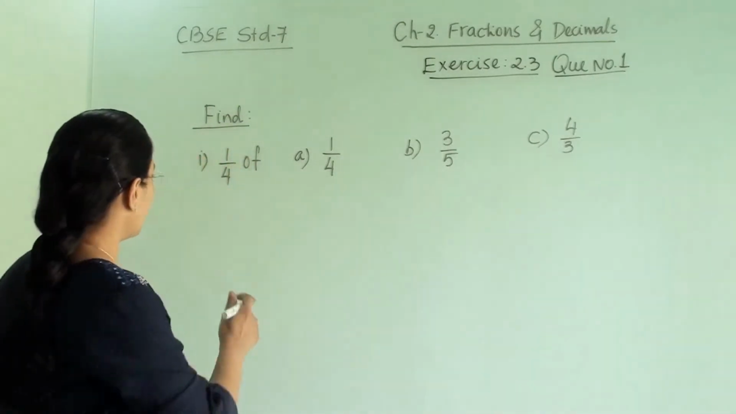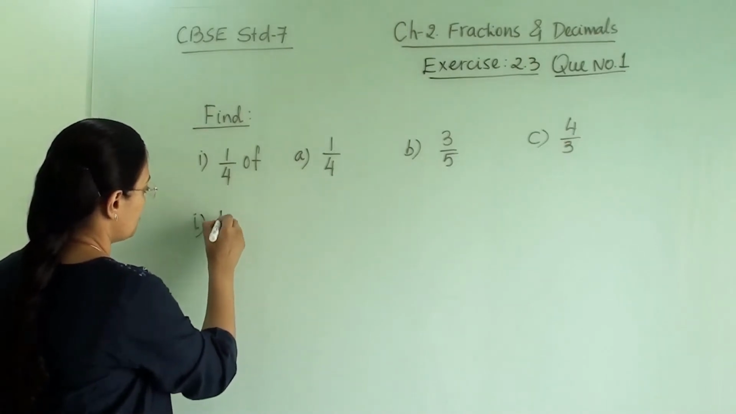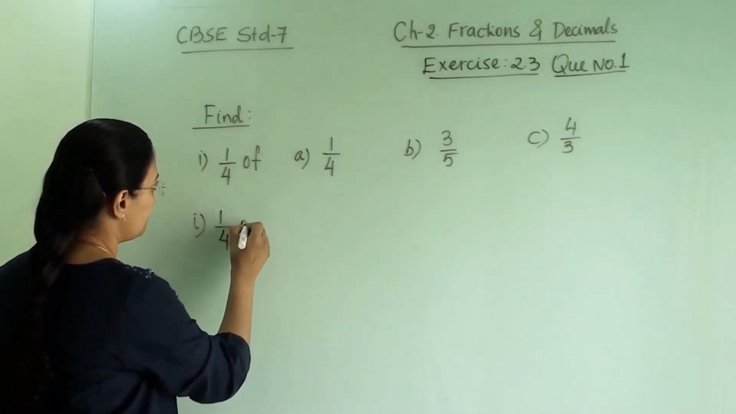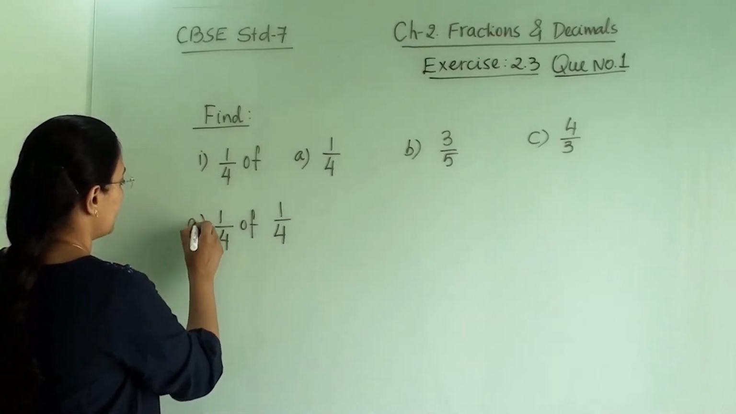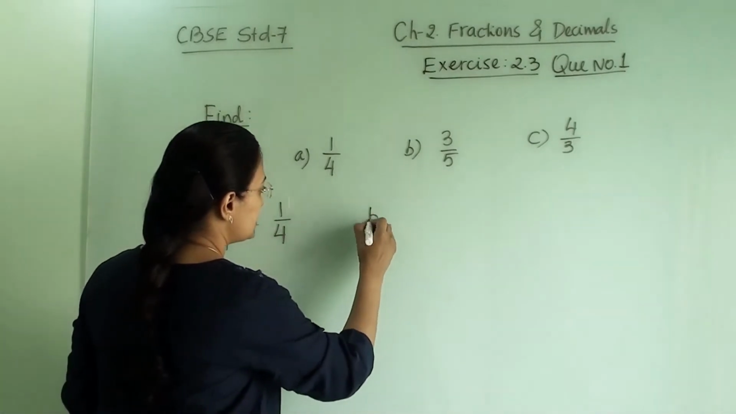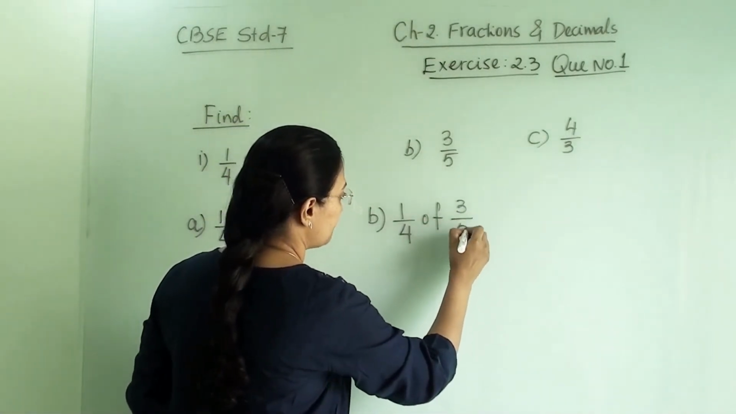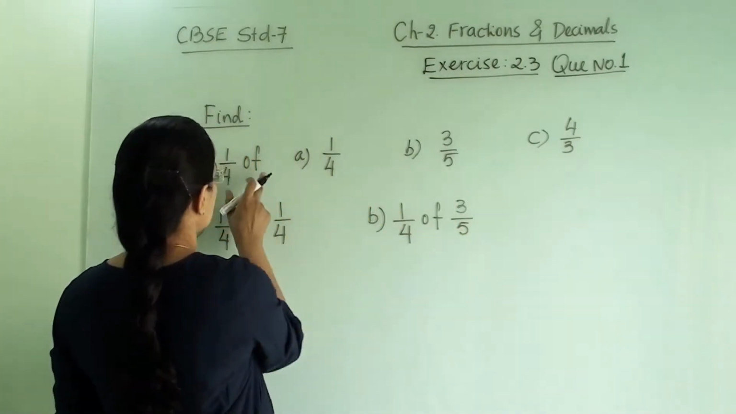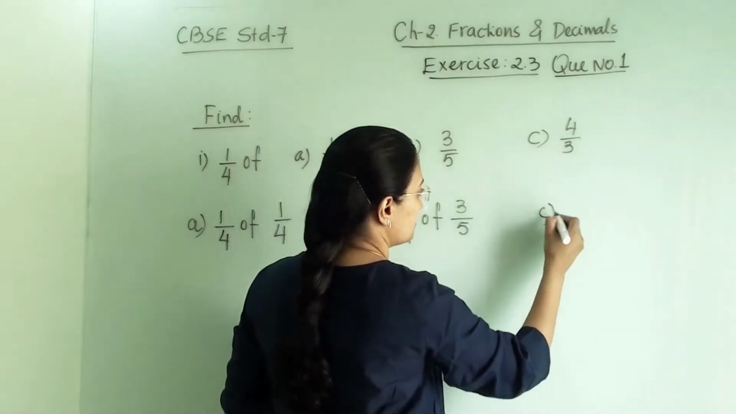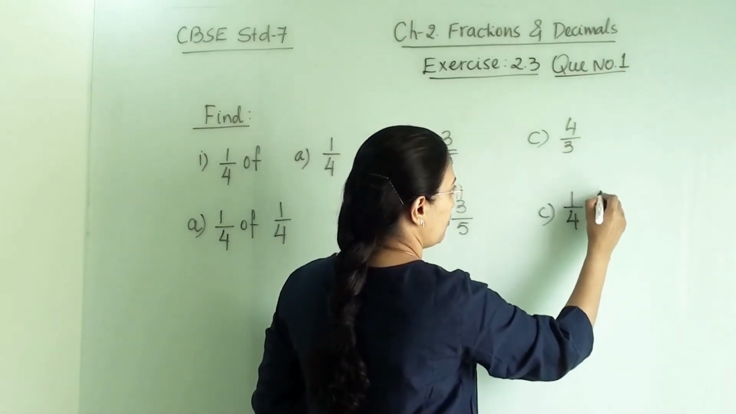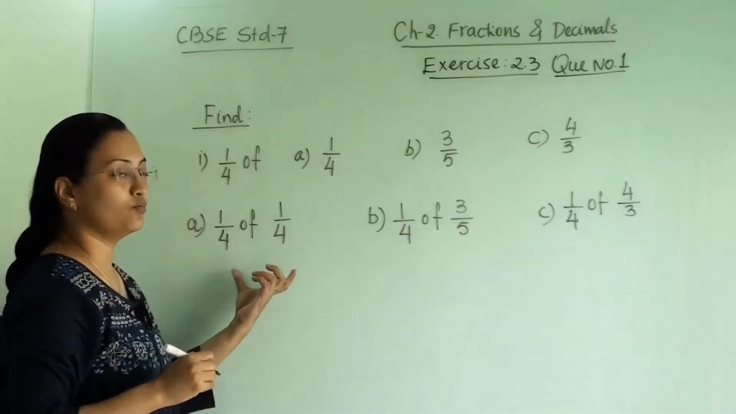So now let us write first how we are going to write this. First one is 1 by 4 of 1 by 4. This is our option A. Then B is 1 by 4 of 3 by 5. Then C is 1 by 4 of 4 by 3. So that is how we are going to write this.